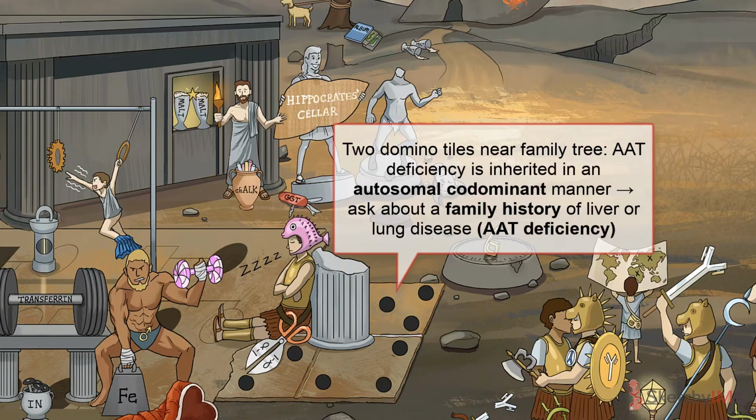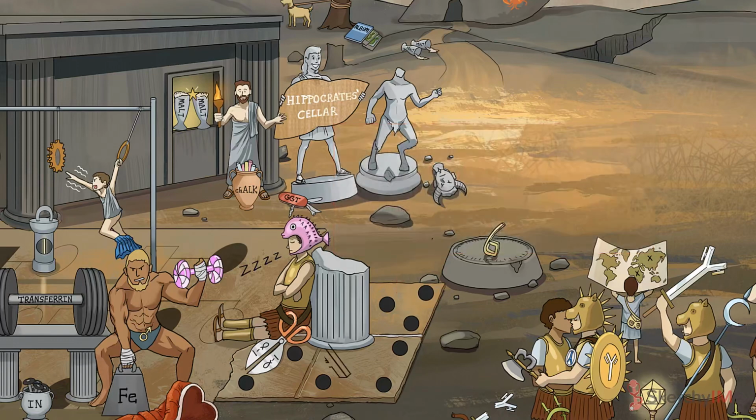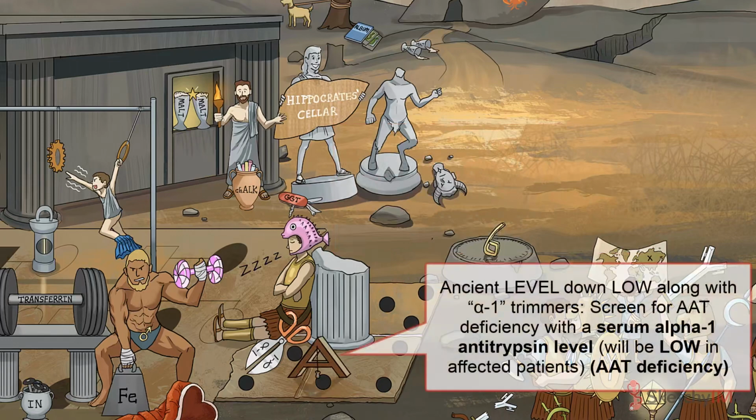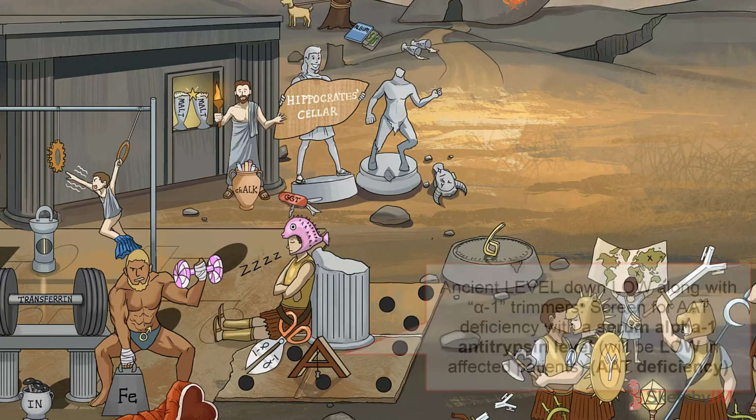of the same disorder, so don't forget to ask about relatives with liver disease and, in this case, lung disease as well. Screen for AAT deficiency by getting a serum alpha-1 antitrypsin level. This will be low if the disease is present. You know, deficiency and all. Hence this ancient Greek level, down low on the ground.